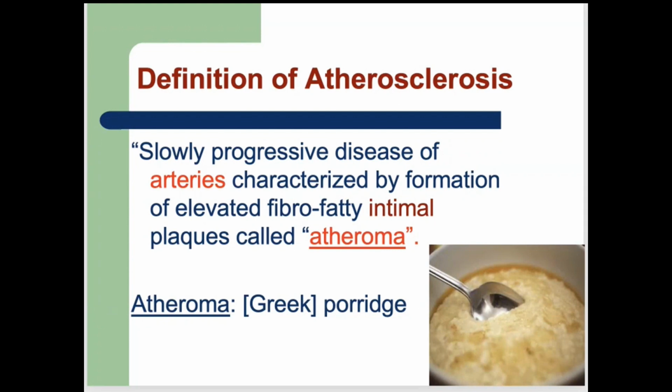So this file said that atherosclerosis is a slowly progressive disease of arteries, which is characterized by formation of fibrofatty plaques called atheromas. That is what we know. The only new thing here is that atheroma is a Greek word which means porridge. So they have kept this picture of porridge in this slide. That lesion looks like porridge with yellow areas and whitish areas, inflammation and fat. That is why it was called porridge by the Greek people in history.